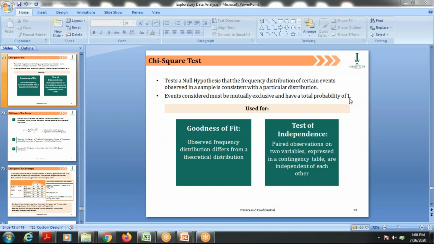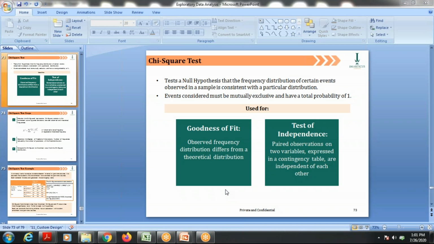Tell me, does this chi-square test come under the test of mean or variance? It is neither for mean nor for variance because it is done for frequency distribution. So in frequency, there is no mean, no variance. Got it? Now, goodness of fit says whether the observed frequency distribution differs from a theoretical distribution. That is observed and expected.